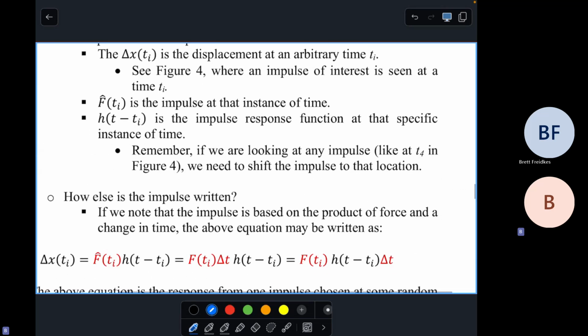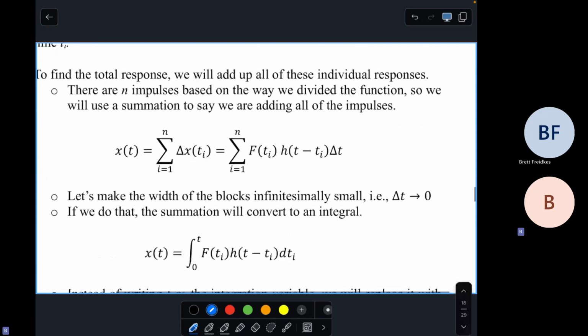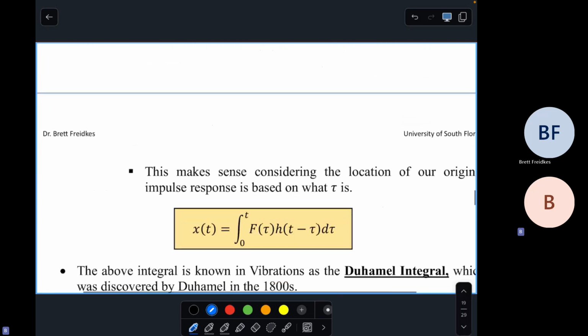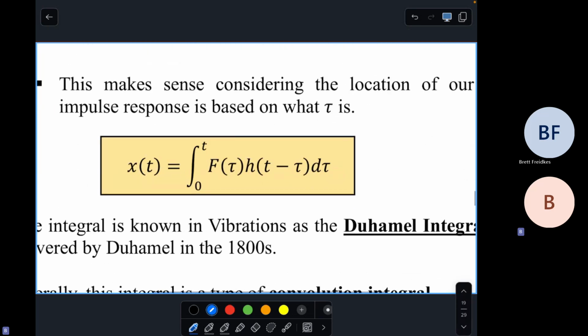So what did this ultimately lead to? Convolution, which for vibrations is important because we want to determine what x of t is for any arbitrary force.